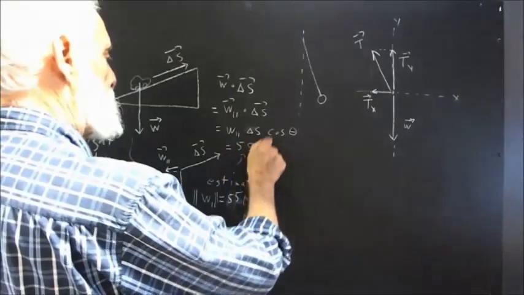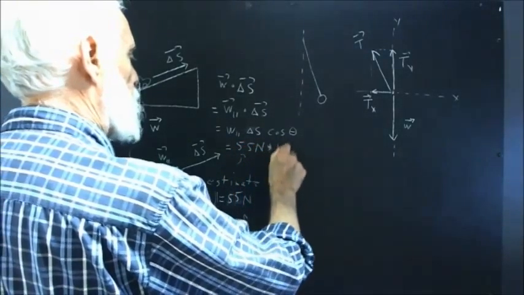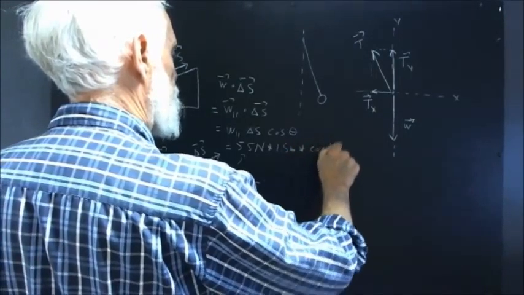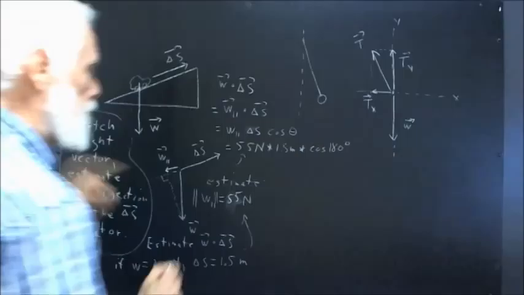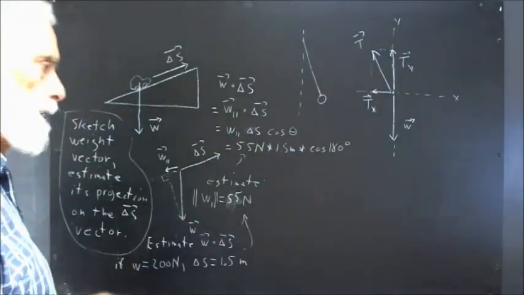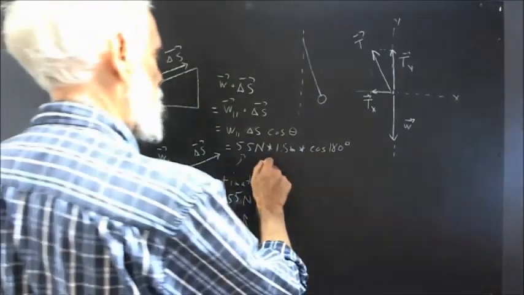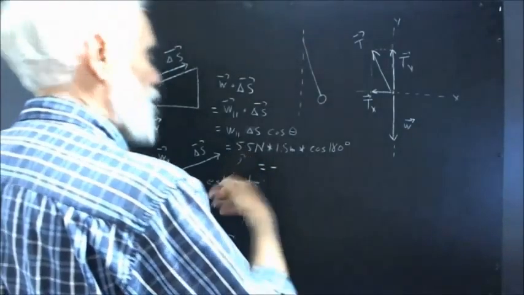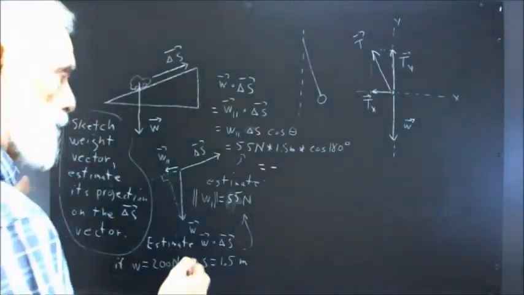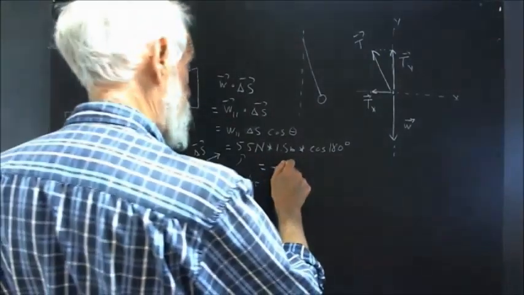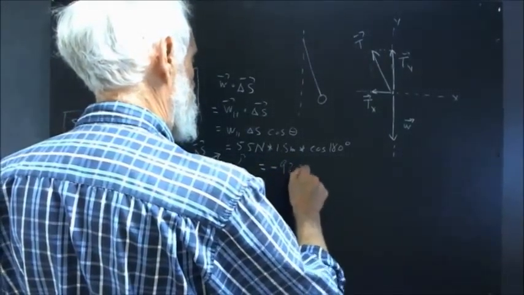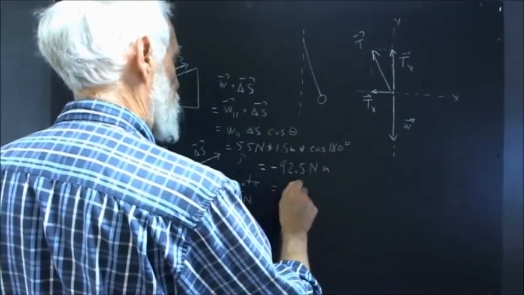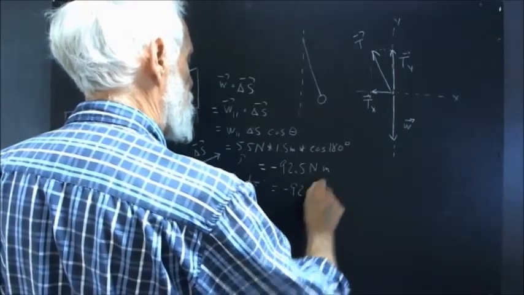And that's going to be 55 newtons times 1.5 meters times the cosine of 180 degrees, because delta S is in this direction, W parallel is in this direction. And that's going to equal negative, and let's see, half of 55 is 27.5. We add that, we get 82.5 newton meters, or negative 82.5 joules.